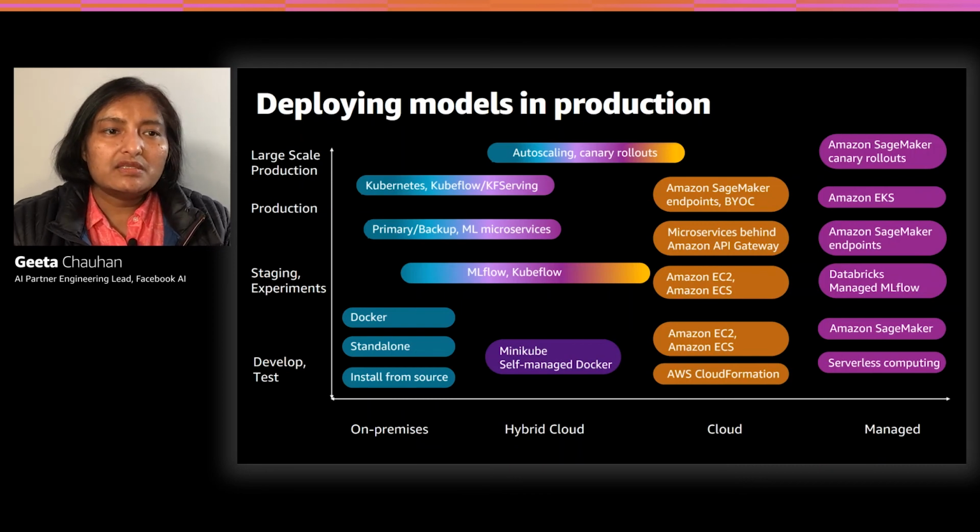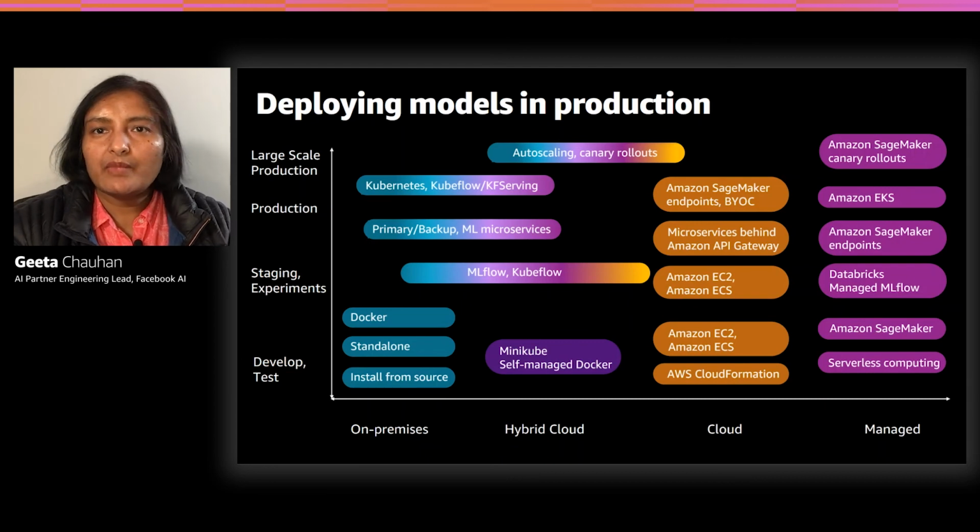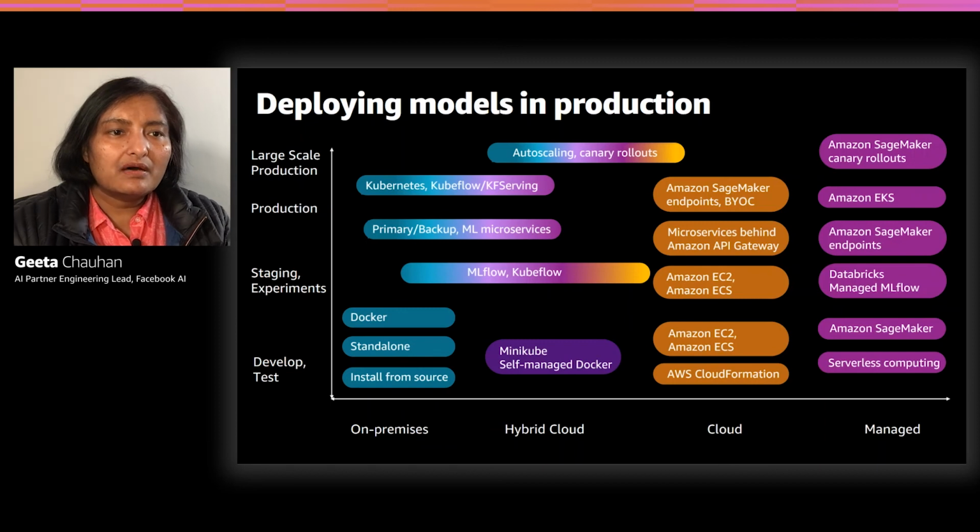On the cloud front, you can start with the AWS CloudFormation template that we provide out of the box to quickly get going. You can deploy it as a microservice behind an API gateway, or with the SageMaker endpoints with the default inbuilt mechanism inside SageMaker, or using your bring-your-own container. For a fully managed solution, you can consider serverless functions. If you're doing MLflow, you can use the Databricks managed MLflow. And of course, with SageMaker, you have the option to do the full canary rollouts, and we have support for EKS as well.